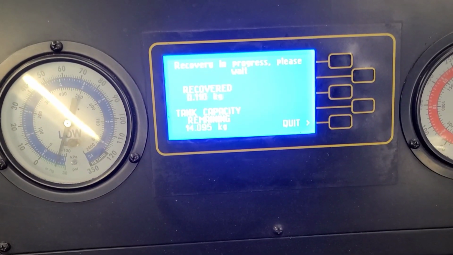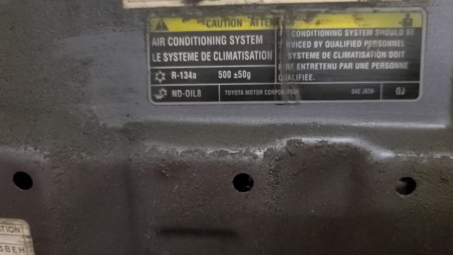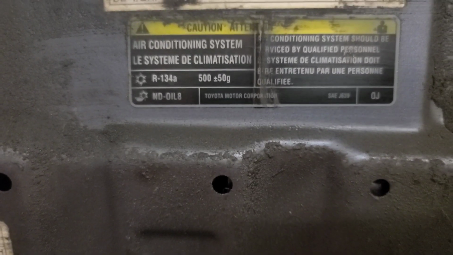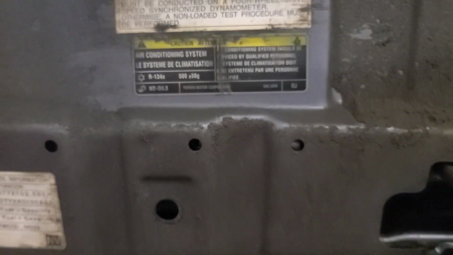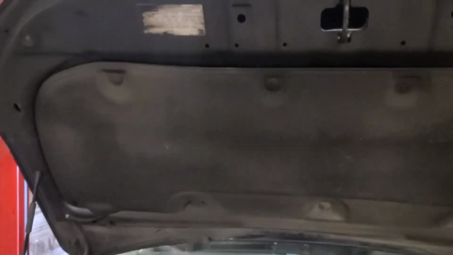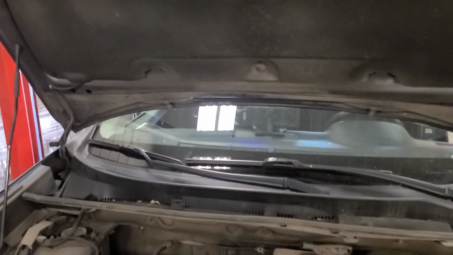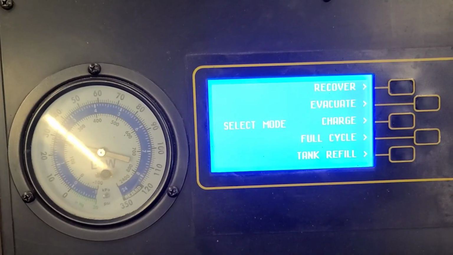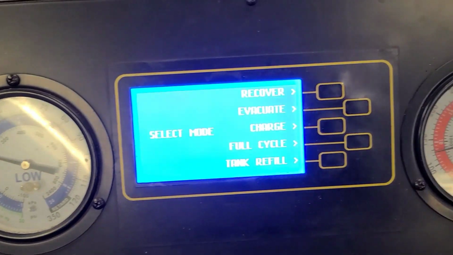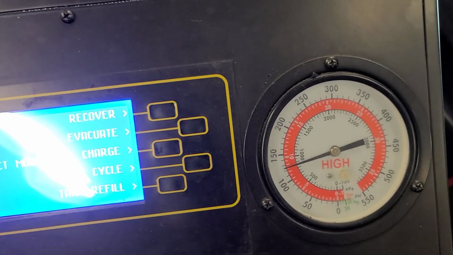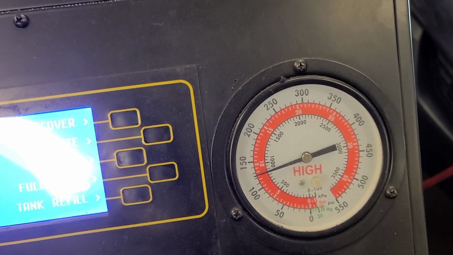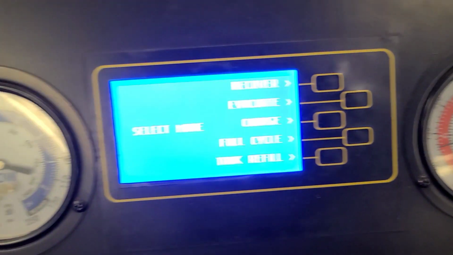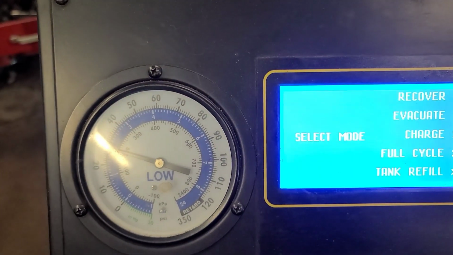So we got about 0.2 kilograms out of it. And according to the information here, it holds half a kilogram, 500 grams, plus or minus 50. So we're going to draw it down to a vacuum and recharge it, and then check it for leaks. So I've recharged it. We took out 0.2 kilograms and put in 0.5. High side pressure is normal. Condenser fan is running. Low side pressure is normal.